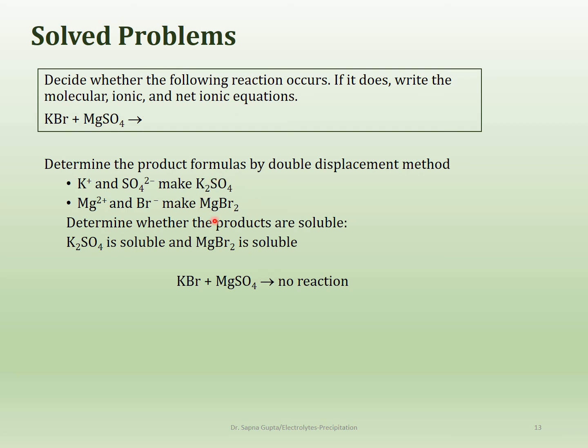If these are our products, now we have to figure out whether these are soluble or not. Potassium sulfate is soluble because all potassium ions are soluble, and magnesium bromide is also soluble, which means that both are soluble, so you have no precipitate happening. So there's no reaction going on. In this case, you can add the two solutions without any reaction happening. Well, that was an easy problem, or maybe not so easy, but in any case, let's go on.